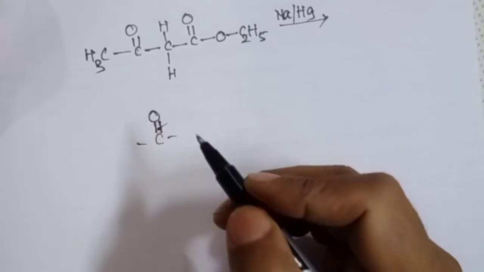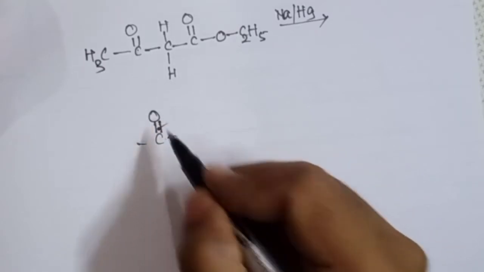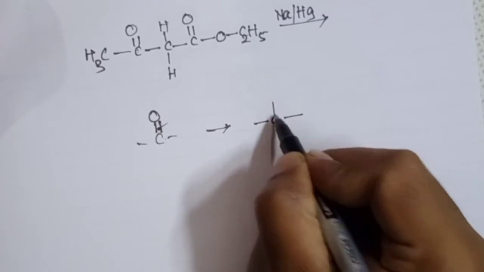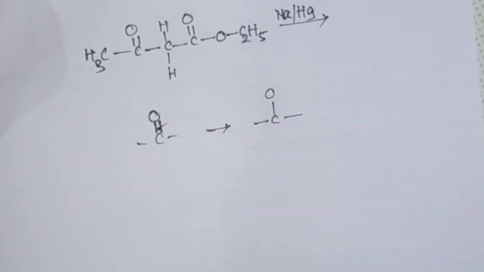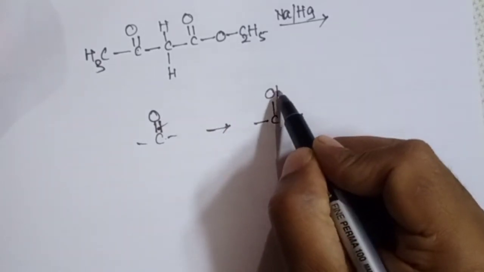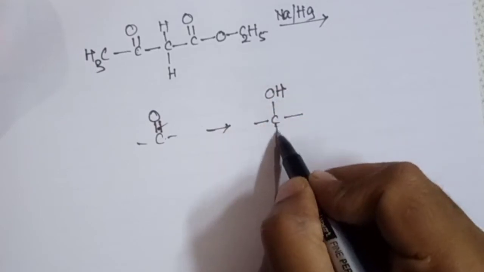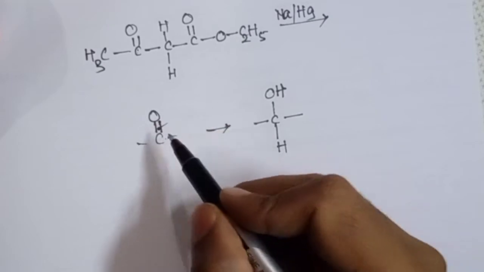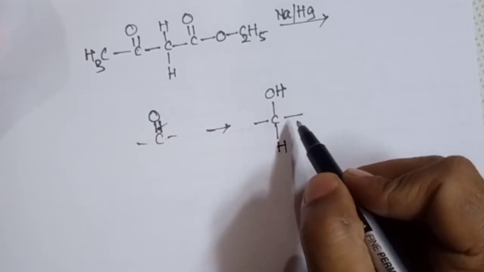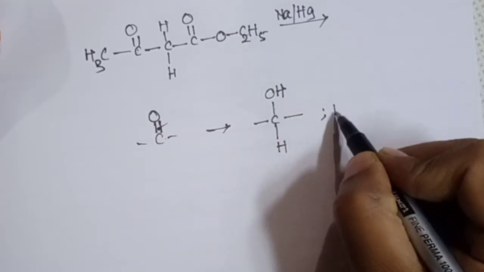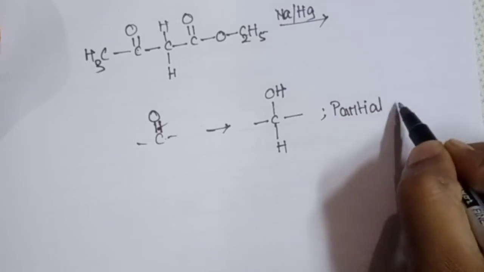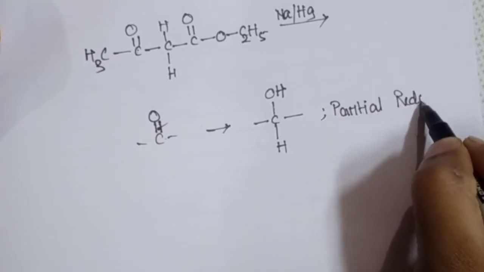So if I break the carbon-oxygen double bond, one hydrogen will be with oxygen, and another one will be with the carbon. If only one bond of the double bond is broken, it is called partial reduction.